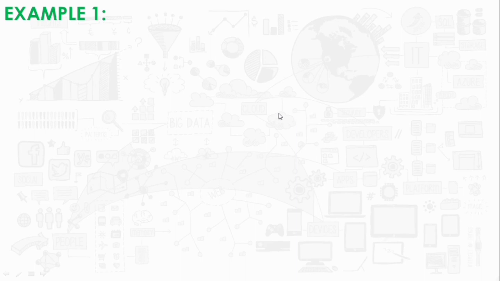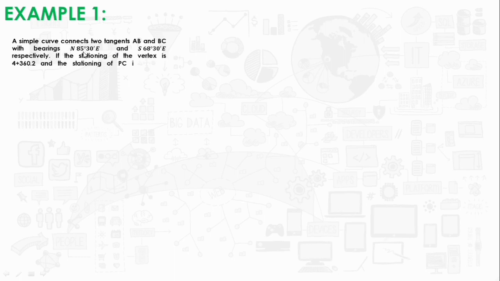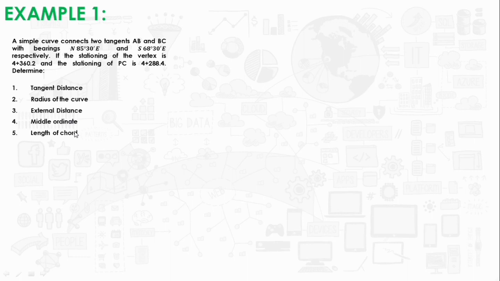Example number 1. A simple curve connects two tangents AB and BC with bearings 85 degrees, 30 minutes northeast and 68 degrees, 30 minutes southeast respectively. If the stationing of the vertex is 4 plus 360.2 and the stationing of BC is 4 plus 288.4, determine tangent distance, radius of the curve, external distance, middle ordinate, length of chord, and lastly, the length of the curve.